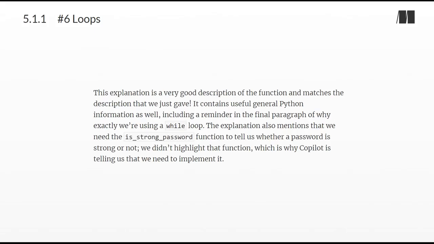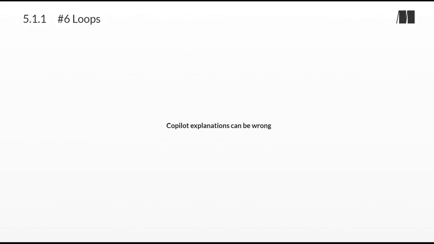This explanation is a very good description of the function and matches the description that we just gave. It contains useful general Python information as well, including a reminder in the final paragraph of why exactly we're using a while loop. The explanation also mentions that we need the isStrongPassword function to tell us whether a password is strong or not. We didn't highlight that function, which is why Copilot is telling us that we need to implement it. Copilot explanations can be wrong.